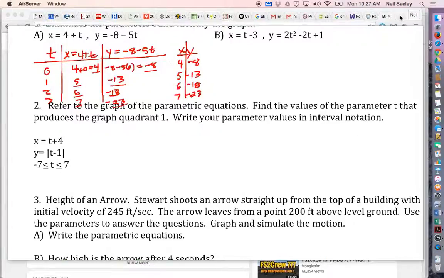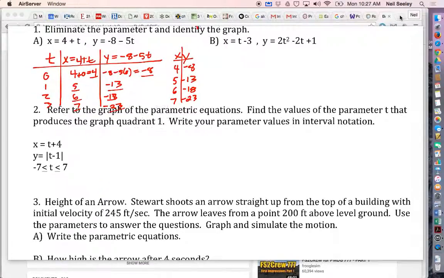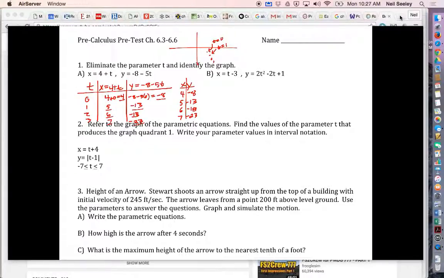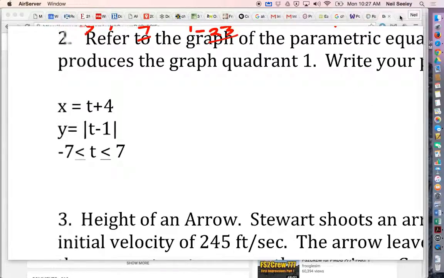There's this problem: refer to the graph of the parametric equations. Find the values that produce the graph in quadrant 1. Write your parameter values in interval notation. It sounds scary, doesn't it? How can you imagine what that is? Well, you don't. You can use your calculator. You can do some graphing. So make sure you have a calculator. I haven't tried to plug this in yet. We're going to do x is t plus 4, and y is absolute value of t minus 1.